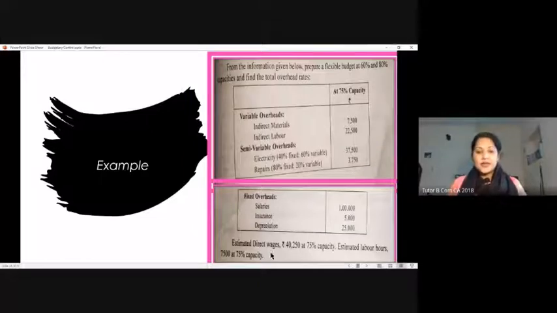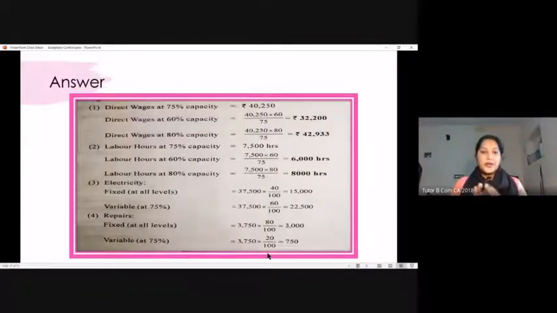And they said estimated direct wages are 40,250 at 75%. Labor hours are 7,500 at 75% capacity. This is for us to find out per unit overhead. It can be a comparison of labor or a comparison of direct wages, which we have learned in our previous semester, right? So the same principle applies here. Now this is actually a working note which we have to do before we go with preparation of our budget.